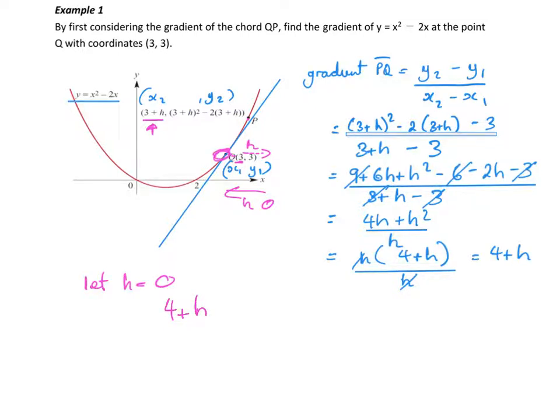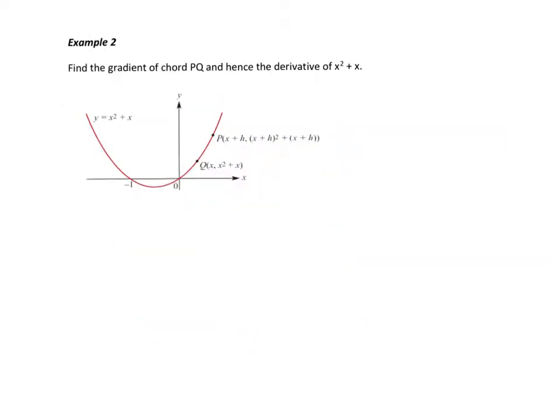But what we want is the gradient at Q. The gradient at Q is when we let h equal 0. So if we let h equal 0 there, the gradient at Q would be equal to 4. And we know Q is the point 3, 3. So at point Q, which is the coordinate 3, 3, the gradient there is equal to 4.